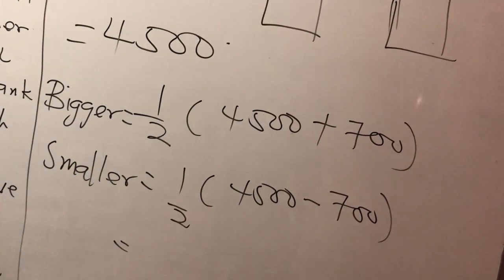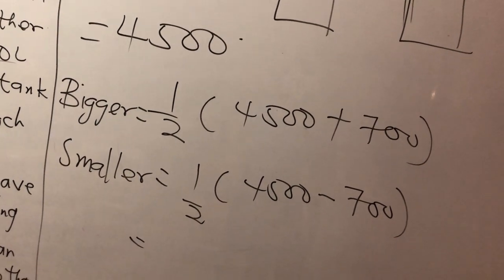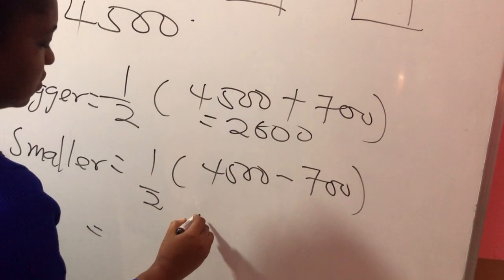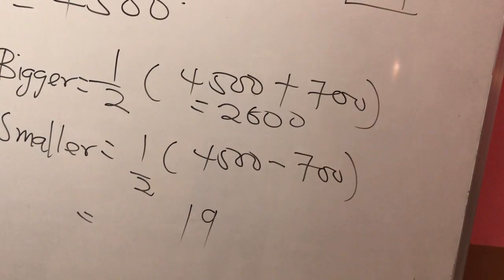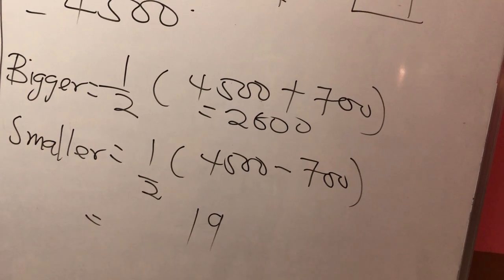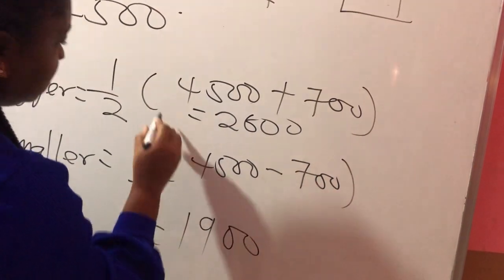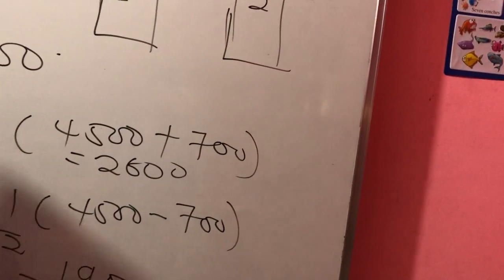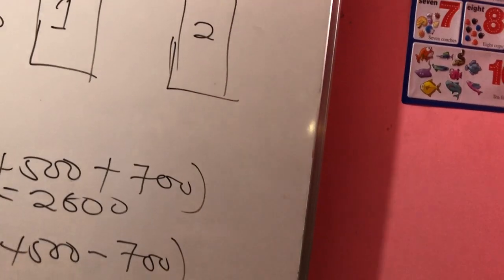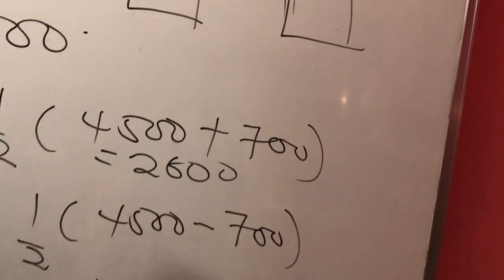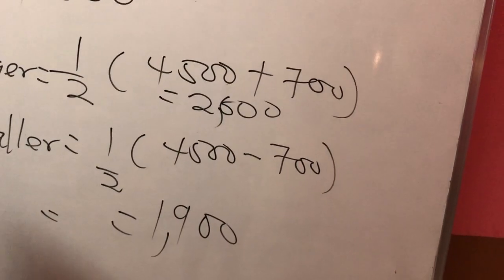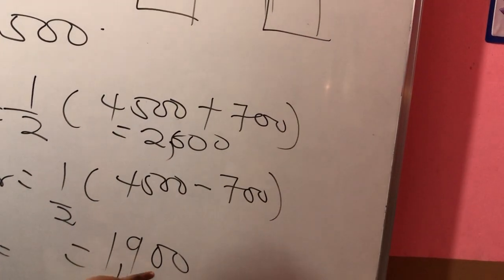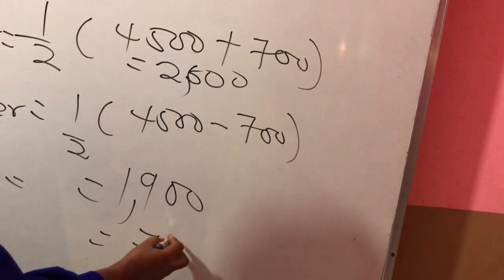because this one is less and this one is more. So from that, I'm having 2,600 for this one and 1,900 for this one. So that means the bigger tank took a capacity of 2,600 and the smaller tank took a capacity of what? 1,900. So when you do the subtraction, 2,600 minus 1,900, you see that the difference will be what?